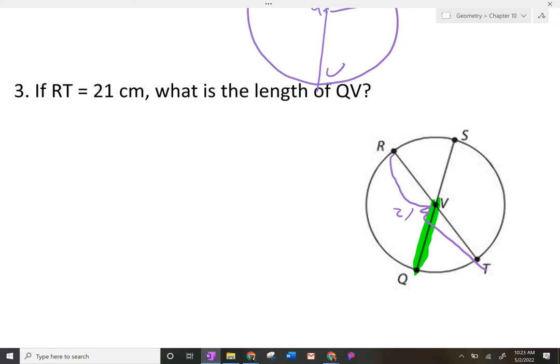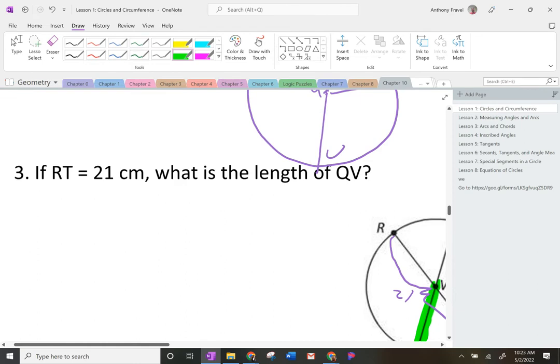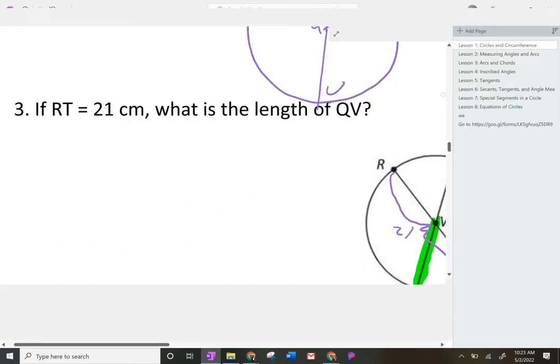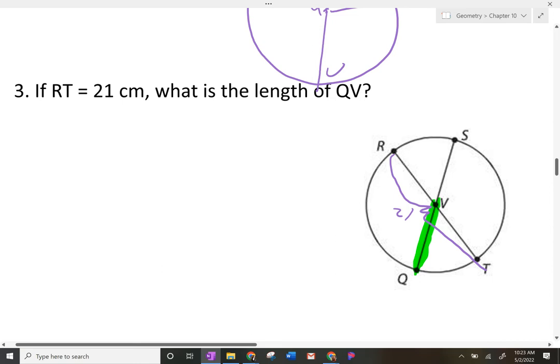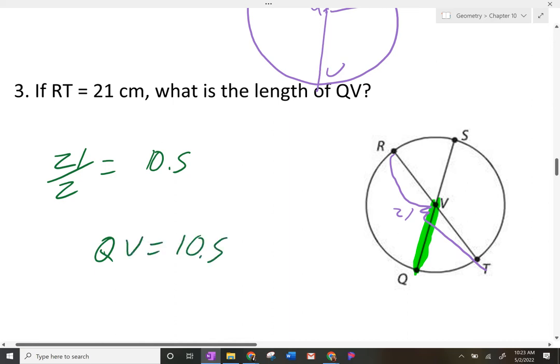Radius. So if they give you the diameter, they want you to find the radius. How can we find that distance? Perfect. 21 divided by 2. If I do that, I get 10.5. So QV at this point is going to equal 10.5. Again, you can figure out one diameter, you can figure out the rest of the diameters and all the radii. You all okay? Yep. Super.